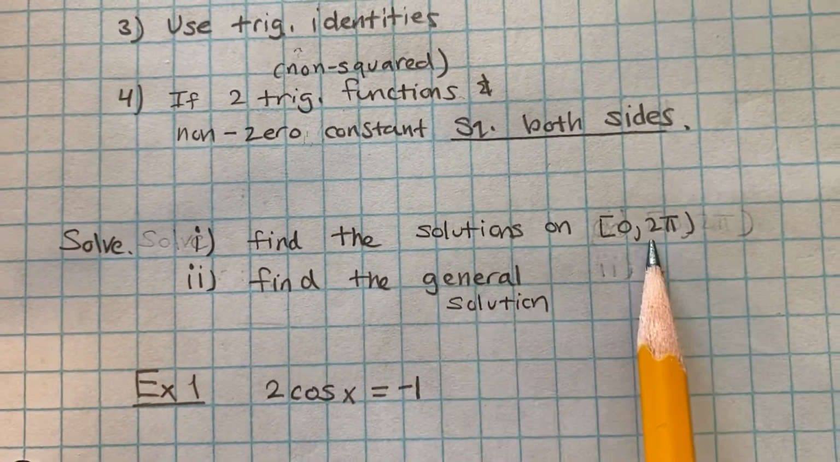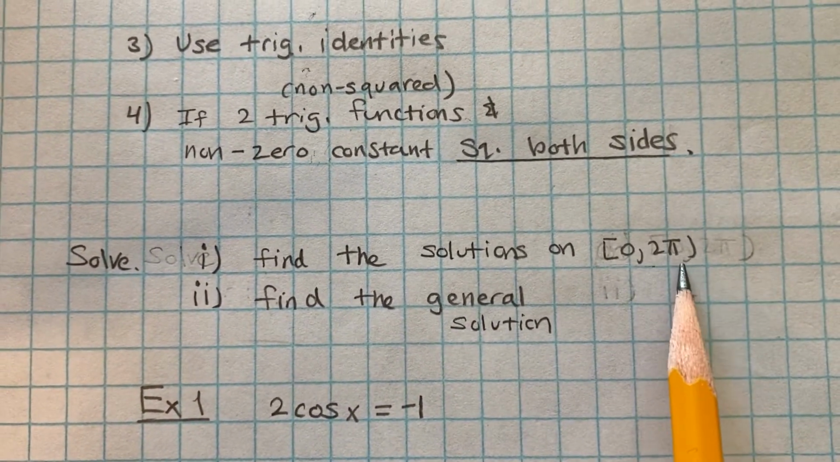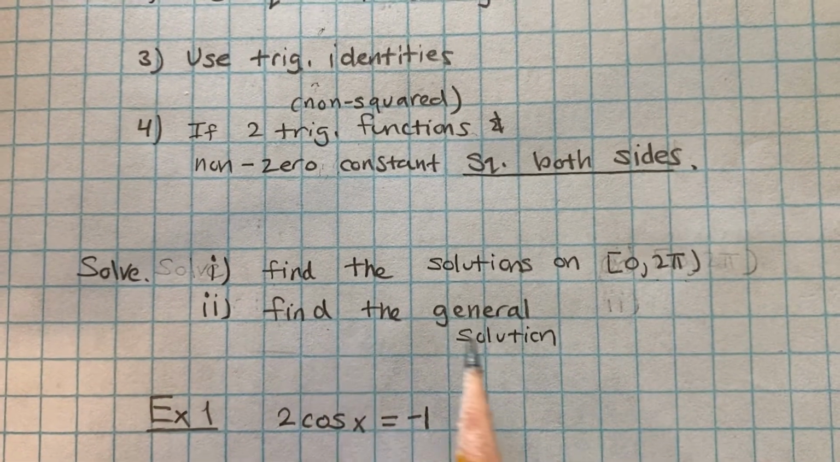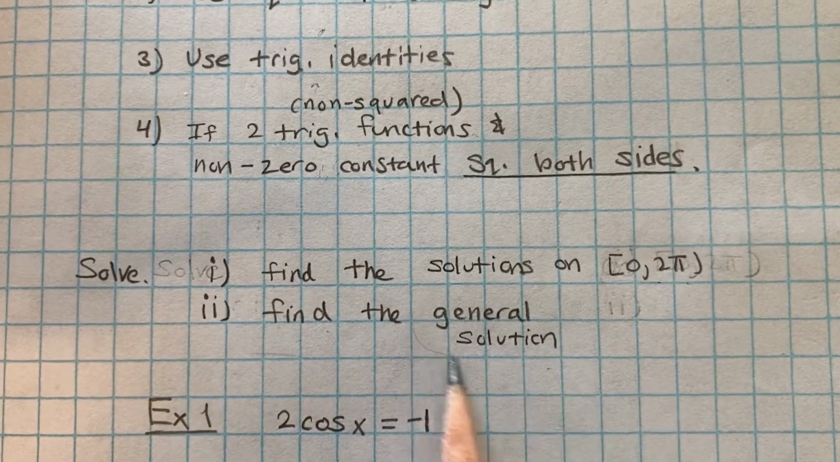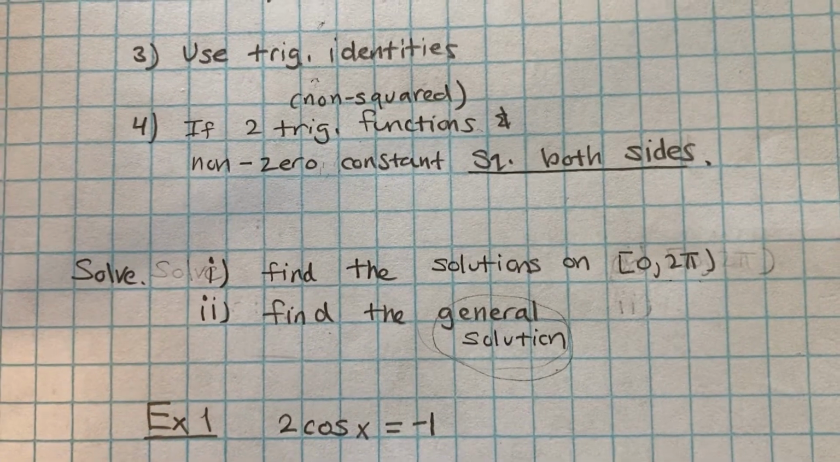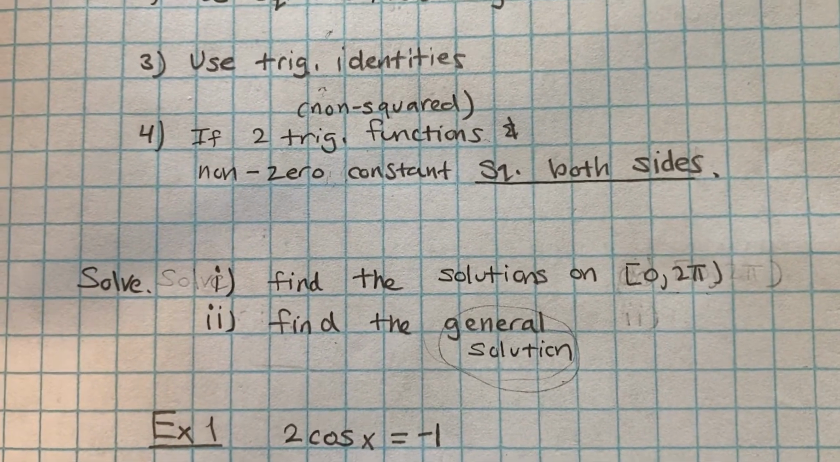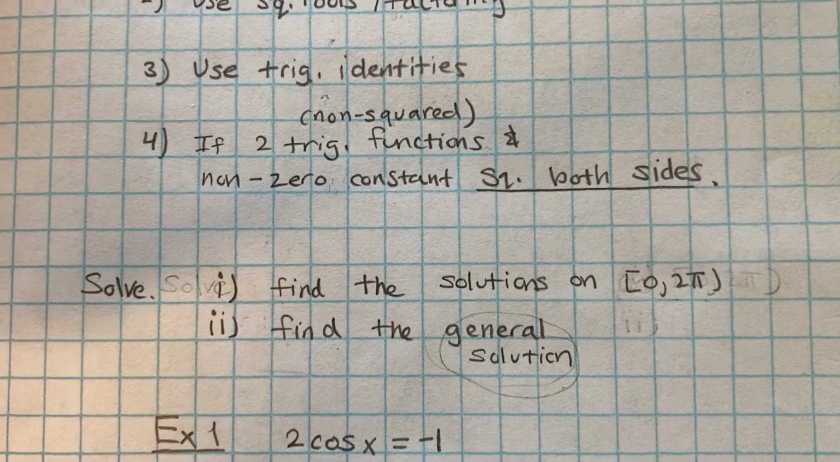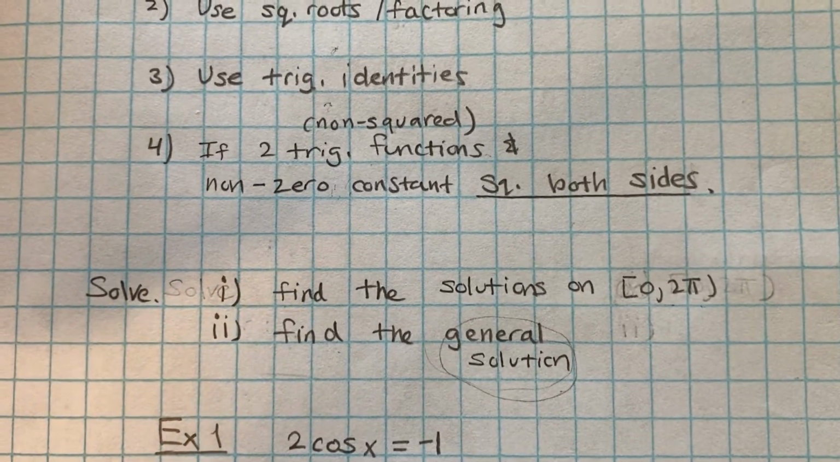Find the solutions on the interval from 0 to 2 pi, non-inclusive for 2 pi, and find a general solution. The general solution just means find all the solutions to a trig equation, because trig functions are periodic, which means they go on forever, and technically you can have an infinite number of solutions, right?